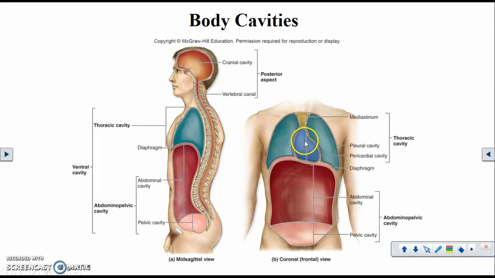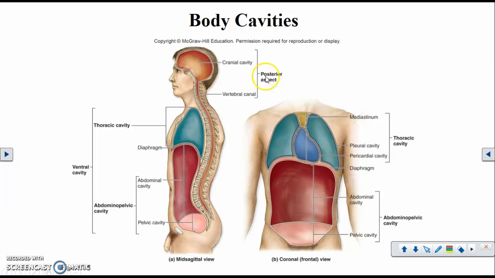In the thoracic cavity, there are other cavities inside. The mediastinum, which is the region behind your sternum, is where your blood vessels and your heart sit. And guess what the cavity where your heart lies is called? It's called the pericardial cavity. And then you have the pleural cavity, and that's the space that the lungs occupy.